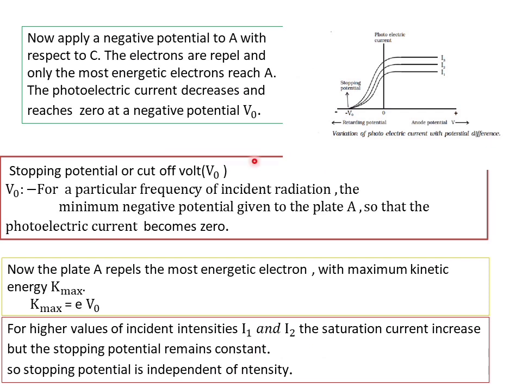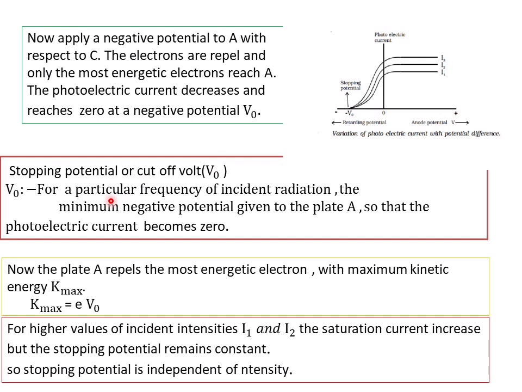Now apply a negative potential to A with respect to C. Electrons are repelled and only the most energetic electrons reach A. Photoelectric current decreases and becomes zero at negative potential V0. This V0 is called stopping potential or cutoff voltage.